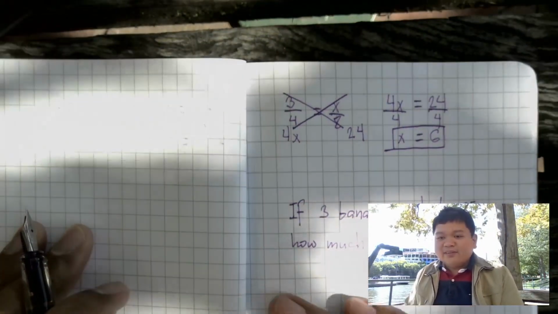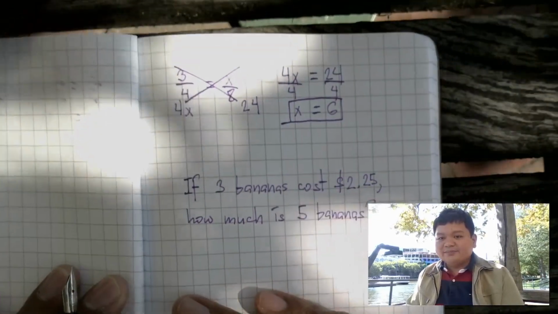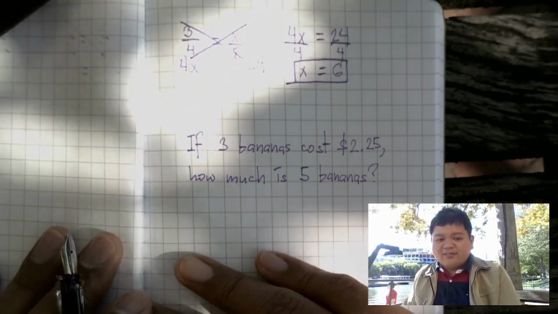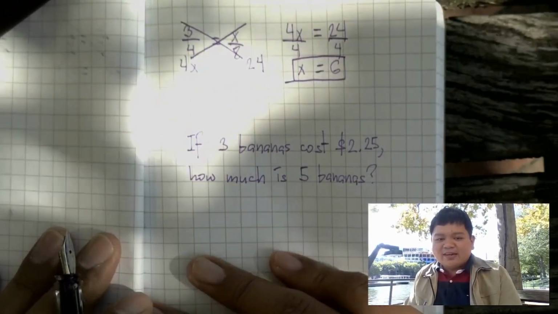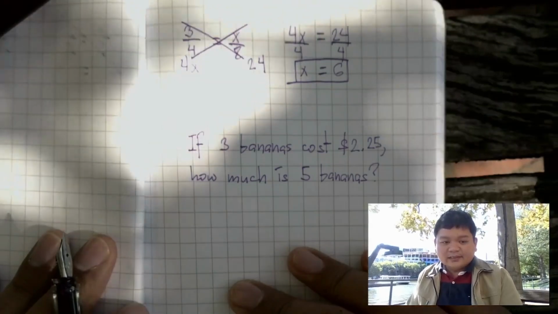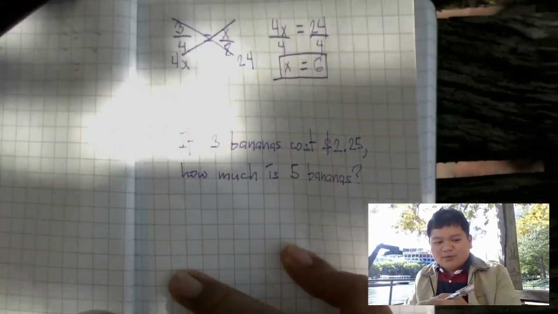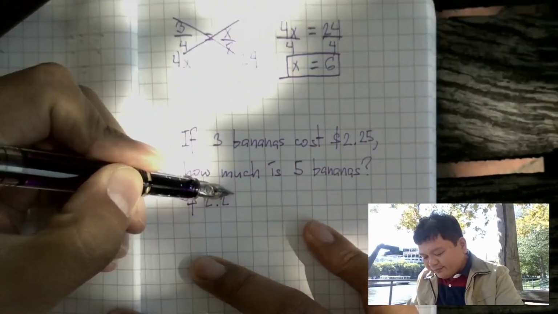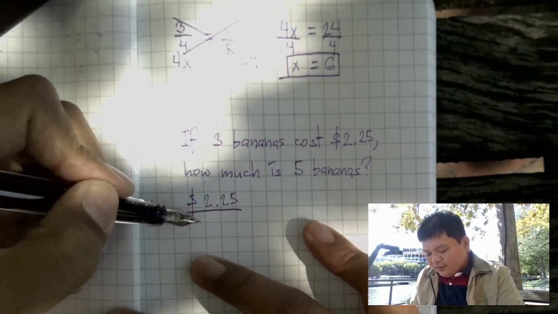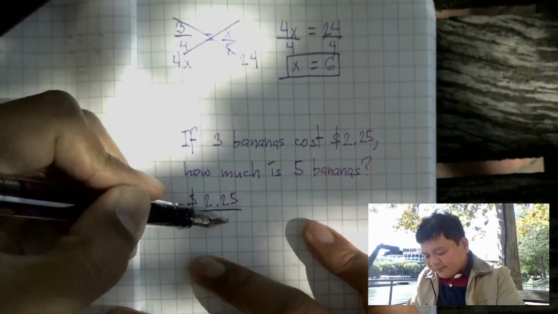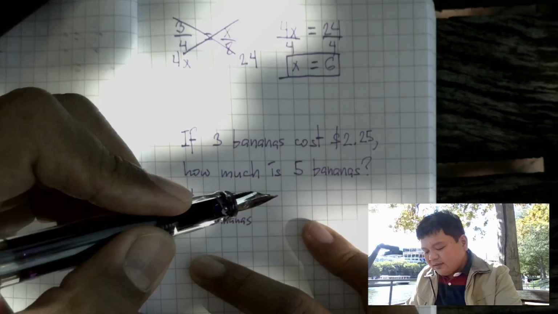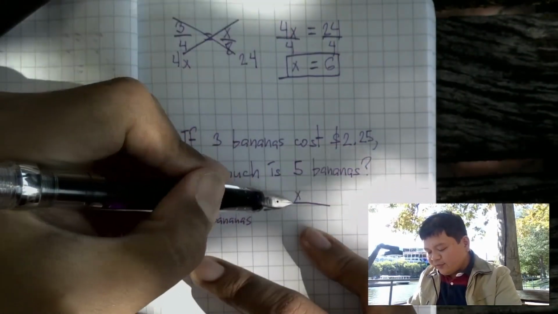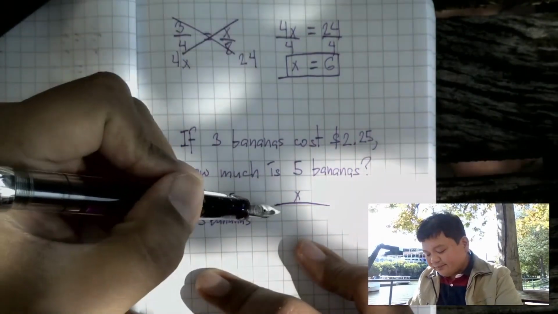Let's look at a real-world situation like the one that we have over here. If 3 bananas cost $2.25, how much would it cost to buy 5 bananas? This can be rewritten as the proportion 225 over 3 bananas is equal to x over 5 bananas.